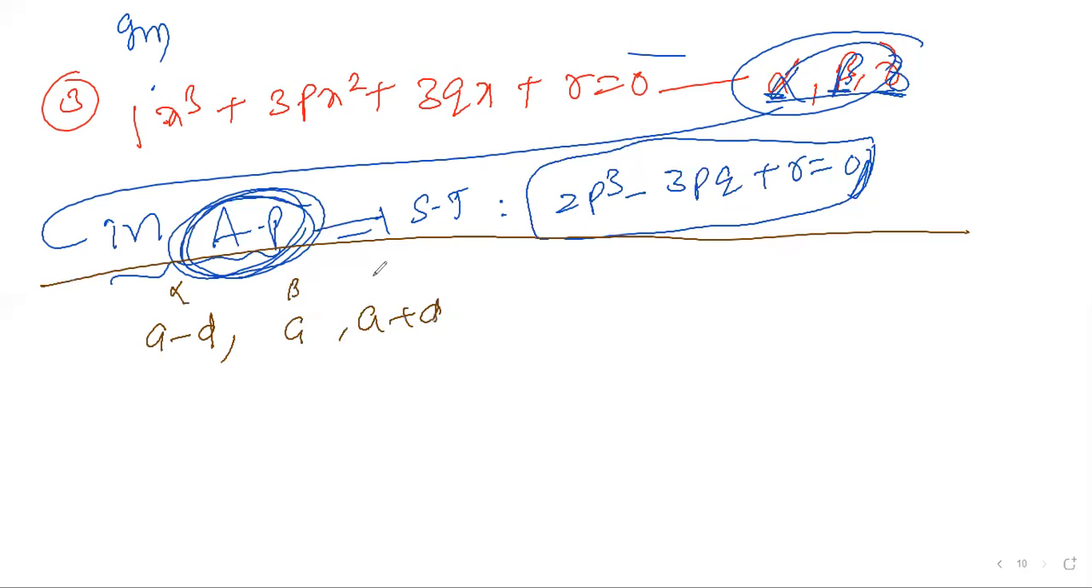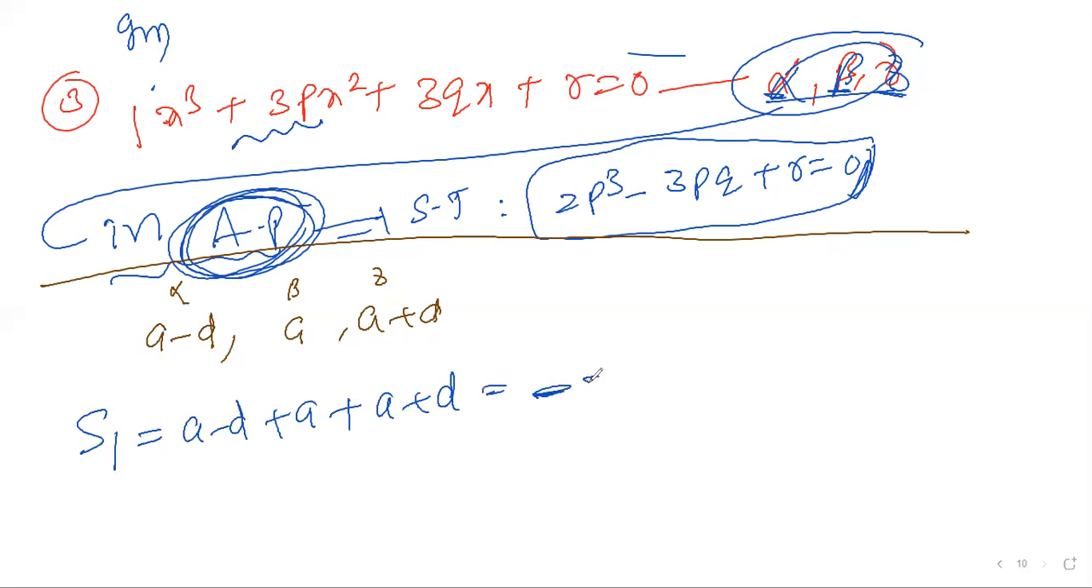Do you have any problem? No, sir. You can take any; I don't want to touch you. I will take this for my convenience. Next, I'm going for S1. S1 means alpha plus beta plus gamma, right? Alpha plus beta plus gamma is equal to minus 3p. Am I clear? Any doubt? No, sir. So here d cancels: 3a is equal to minus 3p. The 3 cancels. A is equal to how much?